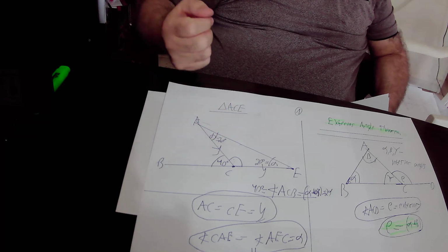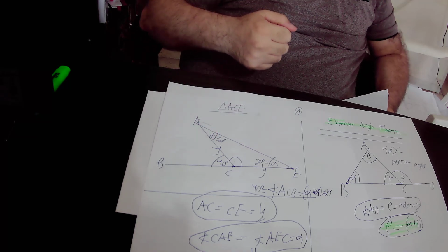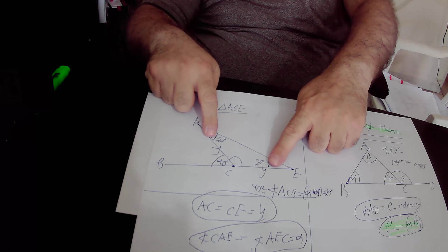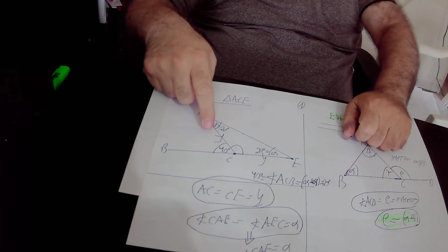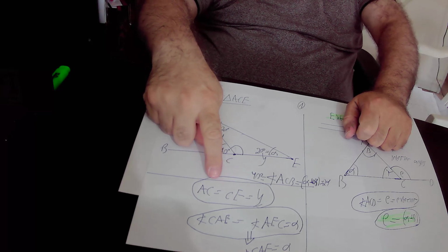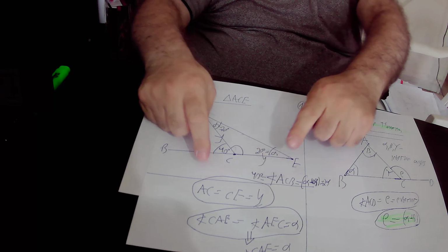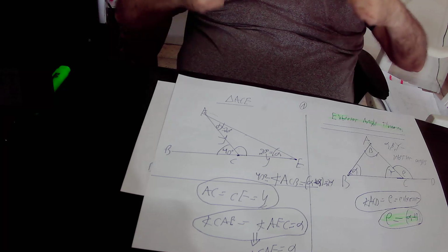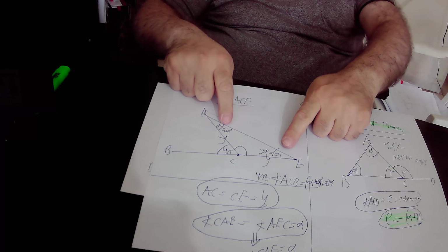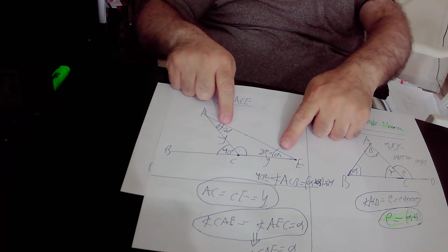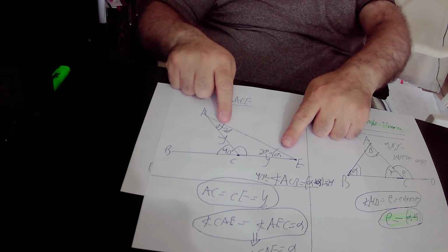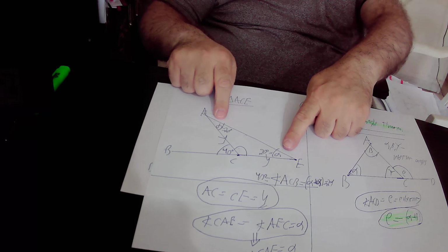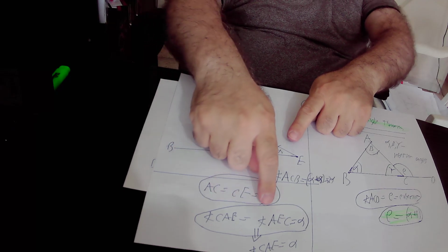AC equals y according to what is given in the question, and CE equals y according to our construction. So those two sides are both equal to y, therefore they are equal to each other. Side AC equals side CE, and we have the rule that in front of equal sides in a triangle there are equal angles. So those two angles must be equal to each other because they are located in front of equal sides. If one angle is alpha, then the other angle must also be alpha. Angle CAE equals angle AEC equals alpha.